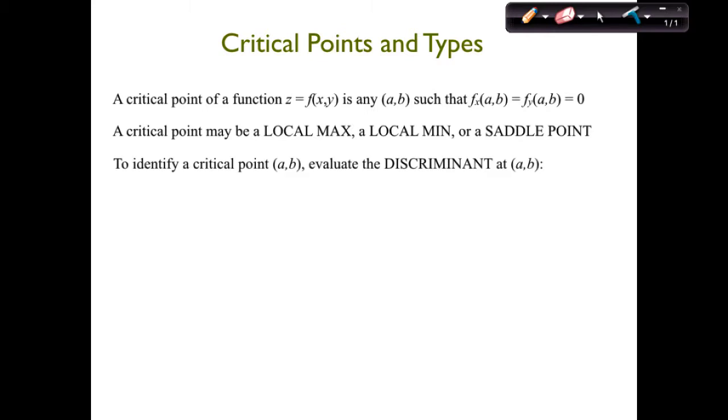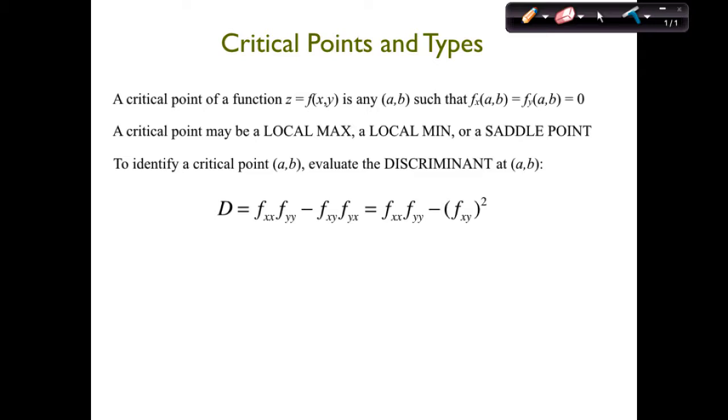Once you have an ordered pair that is a critical point, you calculate this thing called the discriminant. The discriminant will help you determine which one of those three you have. So here's the discriminant. You multiply the second partials fxx times fyy, and you subtract the product of the other two, fxy and fyx.